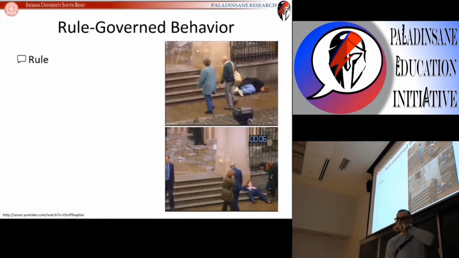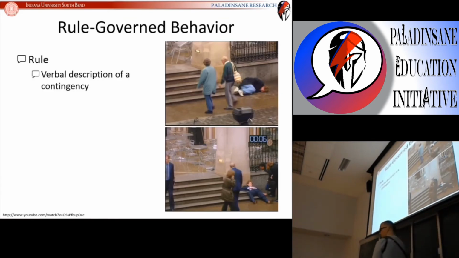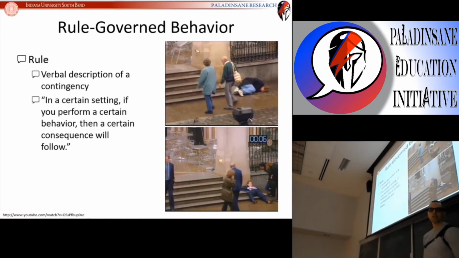And what a rule is, in the psychology of learning, is a verbal description of a contingency. So it is a verbal description of, if you do this in this circumstance, this is going to occur. That's what a rule is to psychologists. So by performing a certain action in a certain setting, certain consequences will follow.